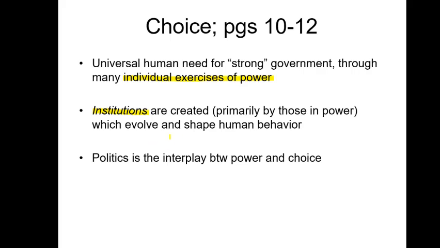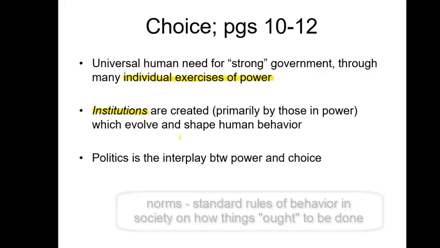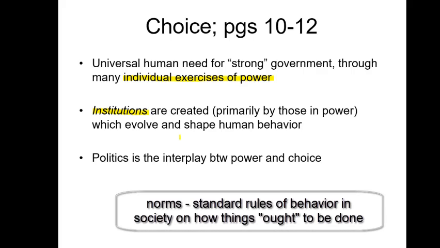Now, a very important term that you want to understand in politics and society is the term of an institution. Now, we're not talking about a brick building. We're talking about a norm, a process, or a system that has been created primarily by those in power, which evolves over time and shapes our behavior.